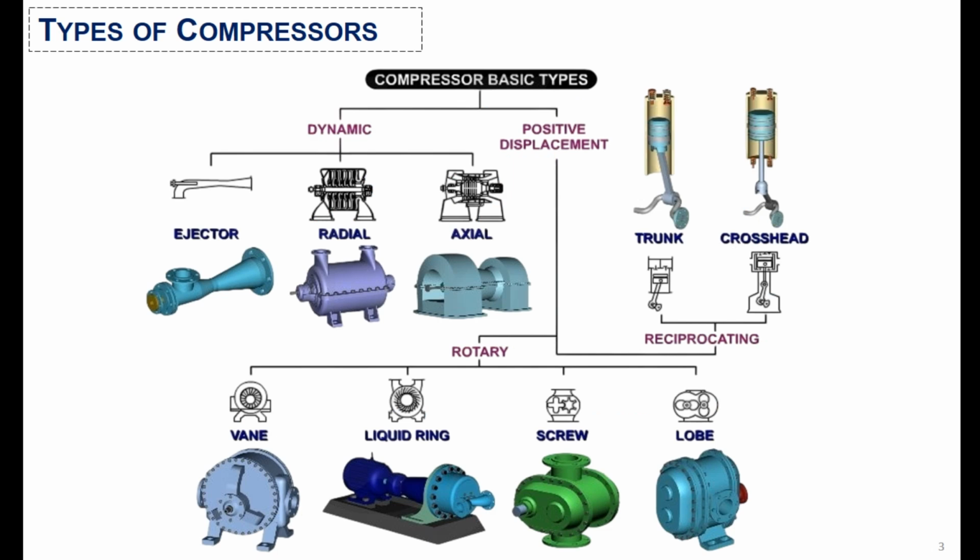There are mainly two types of compressors: dynamic compressors and positive displacement compressors. Dynamic compressors are further divided into ejector, radial, and axial type compressors, while positive displacement compressors are further divided into two categories: rotary compressors and reciprocating compressors. Reciprocating compressors are further divided into trunk and crosshead type, while rotary compressors are further divided into vane, liquid ring, screw, or lobe compressors.